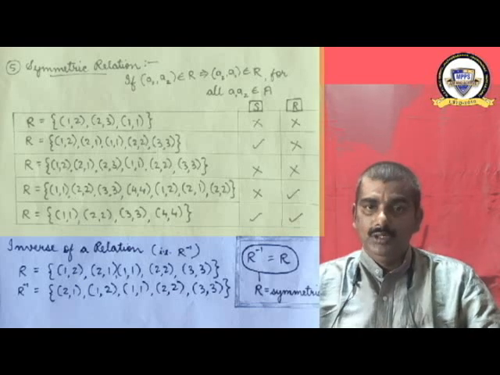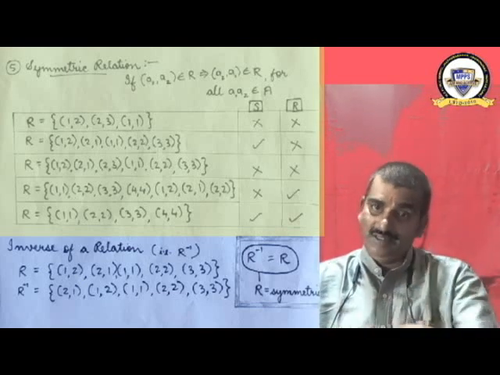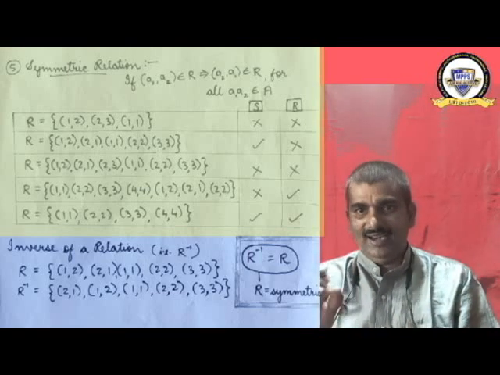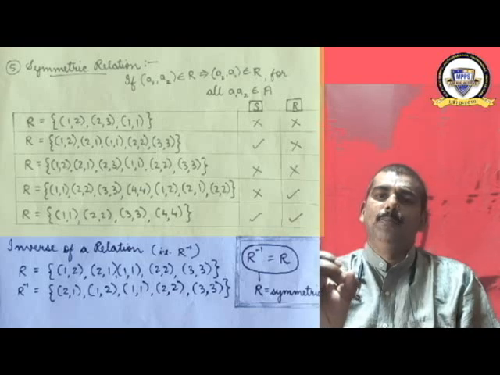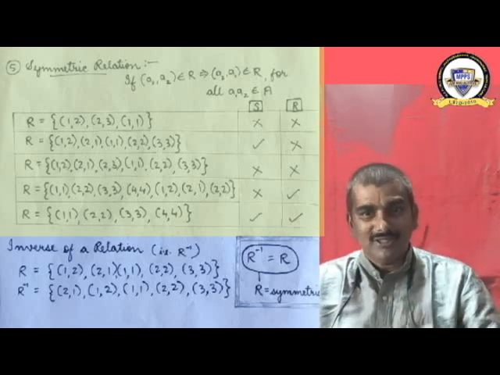Second one: 1,2, then 2,1 is there. 1,1; 2,2; 3,3. Everywhere we are seeing the reverse order in the relation, so it is purely symmetric. 1,2, and 2,1 is also there now.